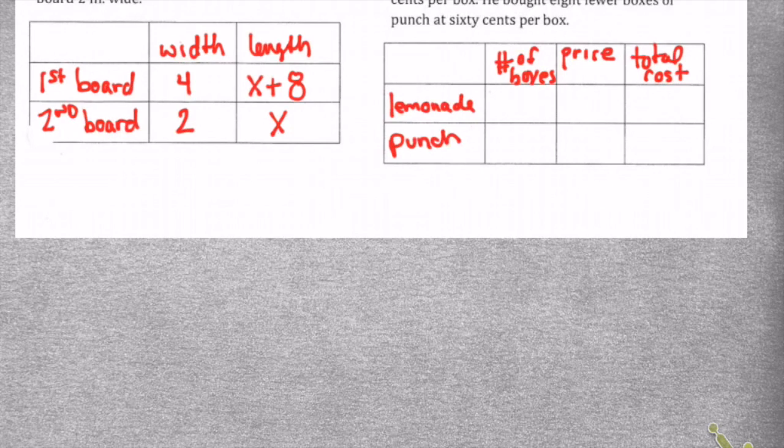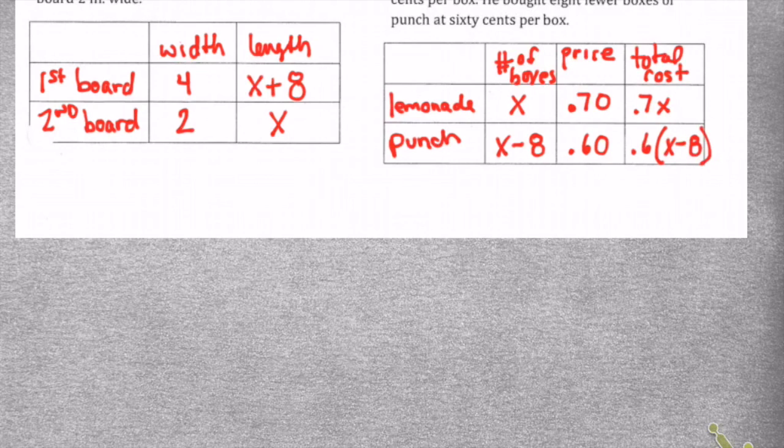So he bought some boxes of lemonade, so that would be your X, and it was 70 cents per box, so we're looking at the price of 70 cents, and the cost for the lemonade then would be 0.7X. We've got the punch. We know that he bought 8 fewer boxes, so that would be the lemonade boxes minus 8. We know that the price of the punch is 60 cents per box. And so the cost of the punch would be 0.6 times X minus 8. So again, just using that chart to organize all our information.